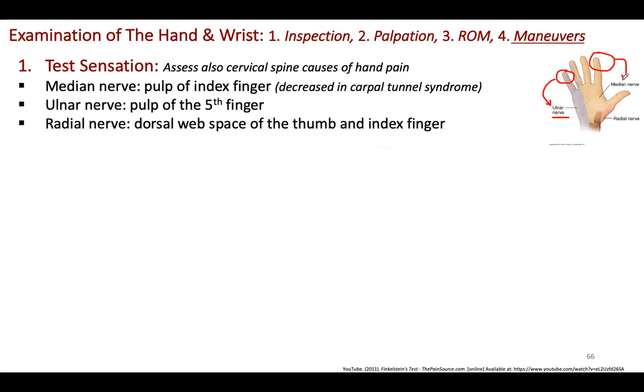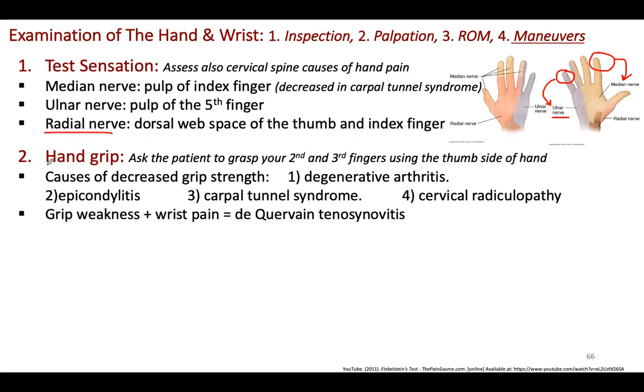As for the radial nerve, it supplies the dorsum of the hand, and the best place to test for the radial nerve is the web space of the thumb and index finger. This web space on the dorsum of the hand, if you have impaired sensation in it, can indicate a problem in the radial nerve.